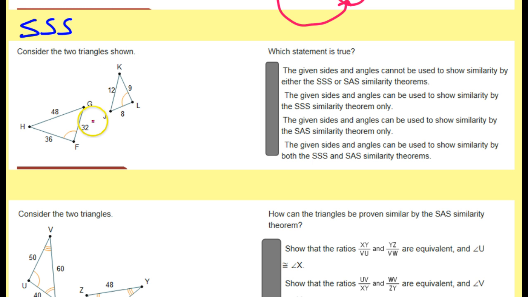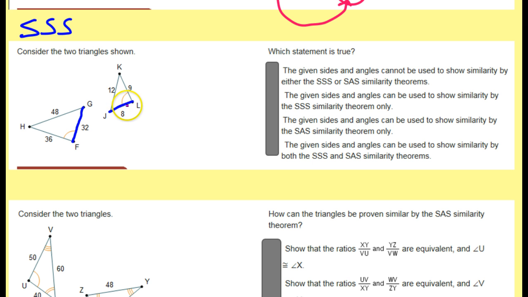Let's match up all the smallest sides. So I see 8, 9, and 12. So the smallest side is 8. So let's see, corresponding. Looking at the bigger triangle, I see 32, 36, and 48. 32 here would be the smallest, so these would have to be corresponding.